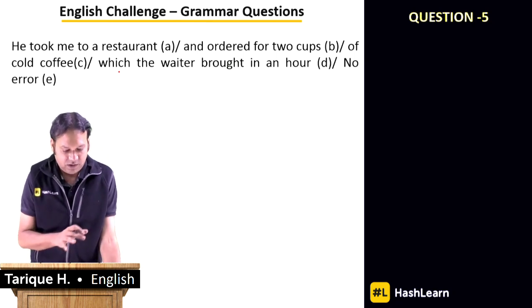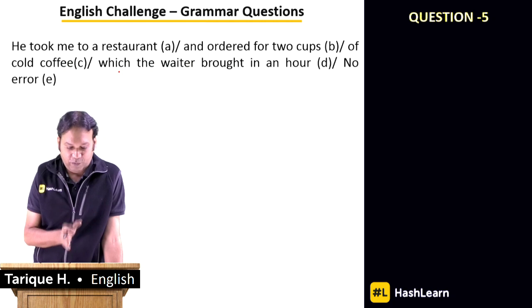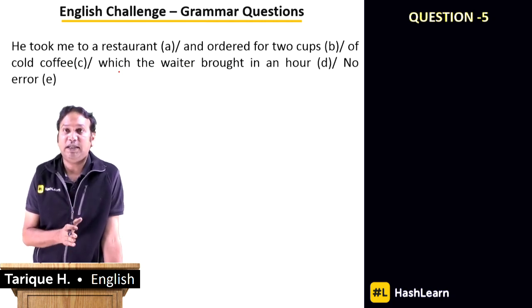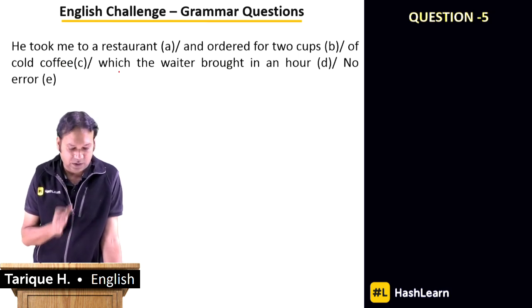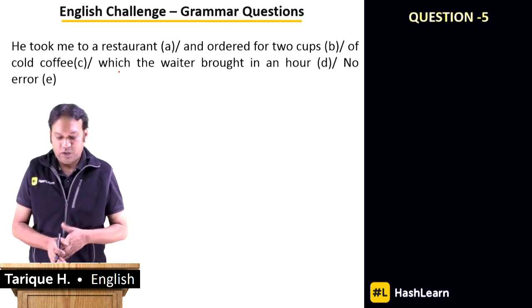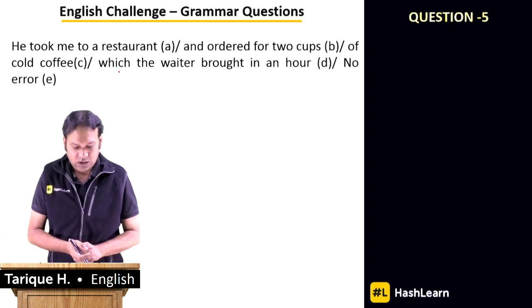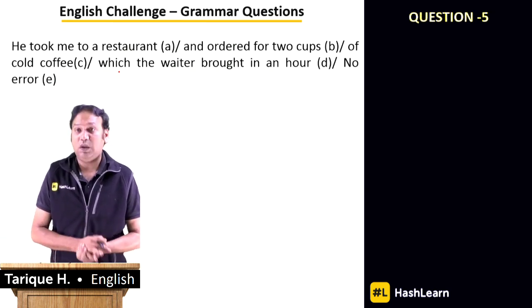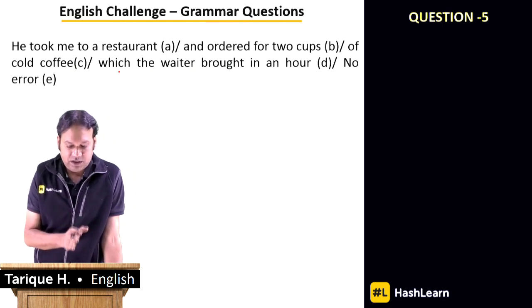Okay, so here we have again a simple sentence divided into 4 parts, A, B, C, D, and you have to find out which part of the sentence is incorrect. If all the parts are correct, then the answer becomes no error. He took me to a restaurant and ordered for 2 cups of cold coffee, which the waiter brought in an hour. And the last part is no error. So which part of the sentence is wrong? A, B, C, or D?